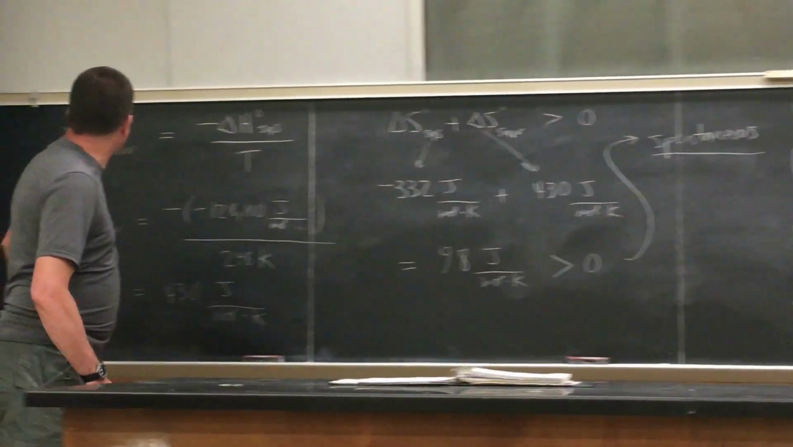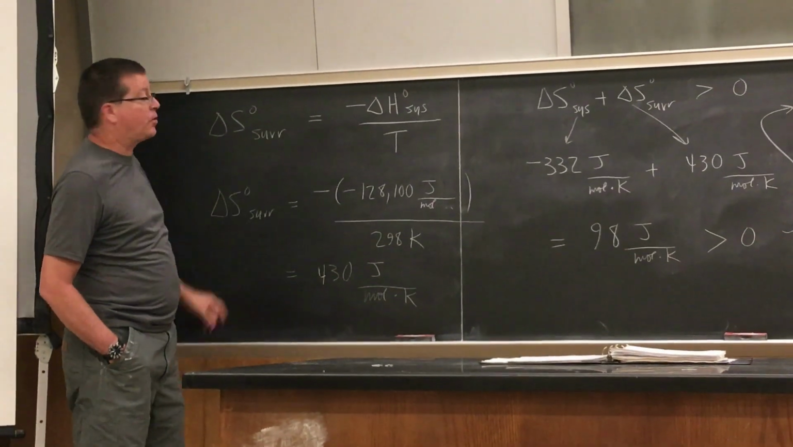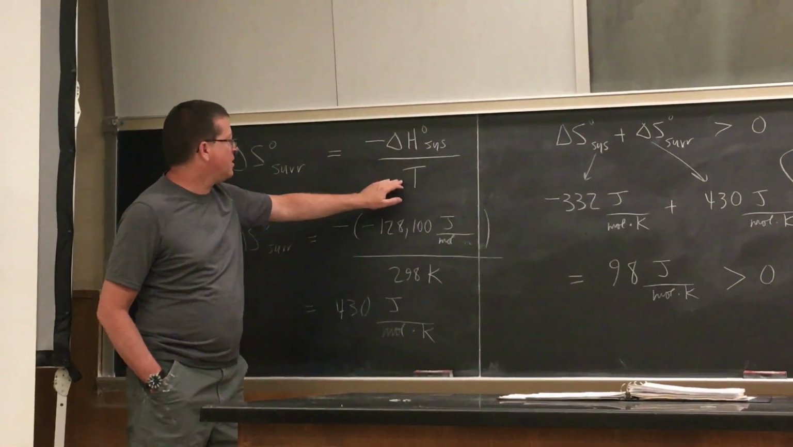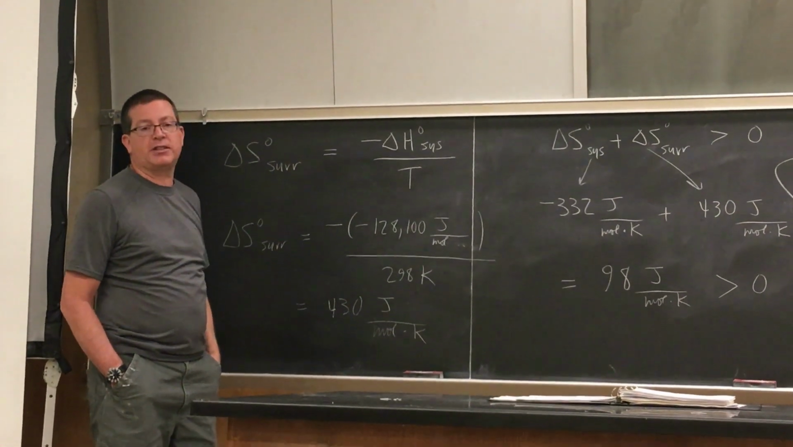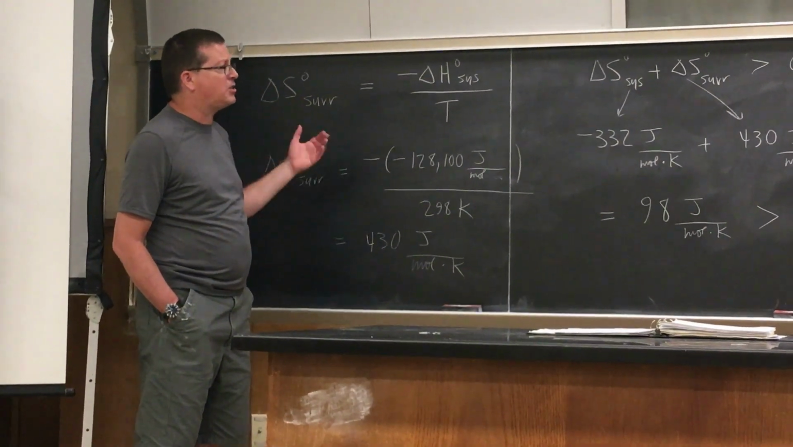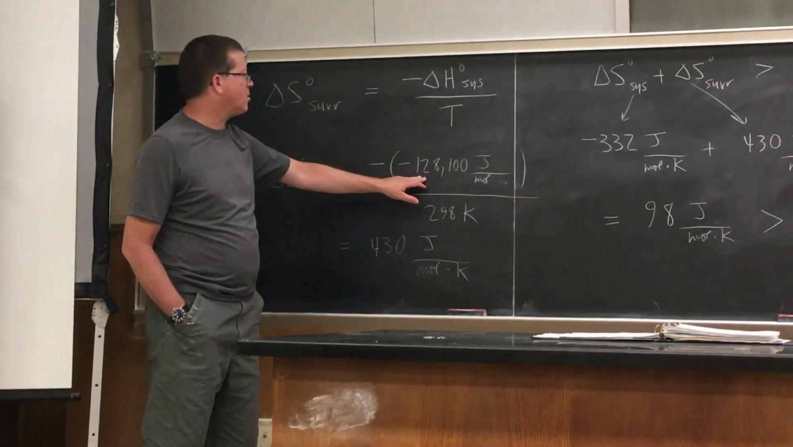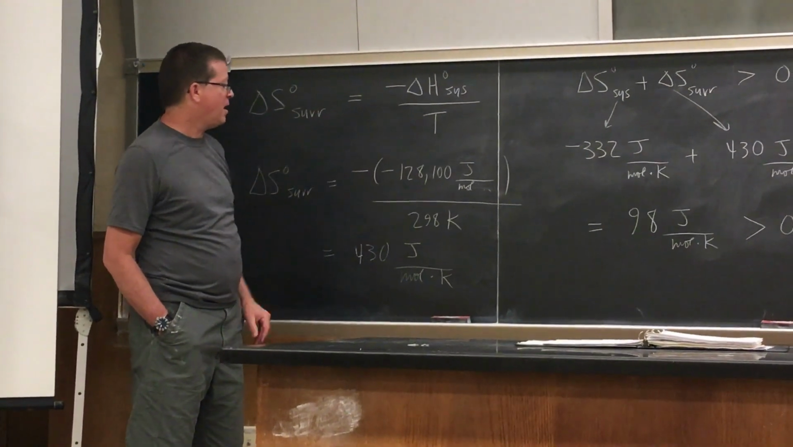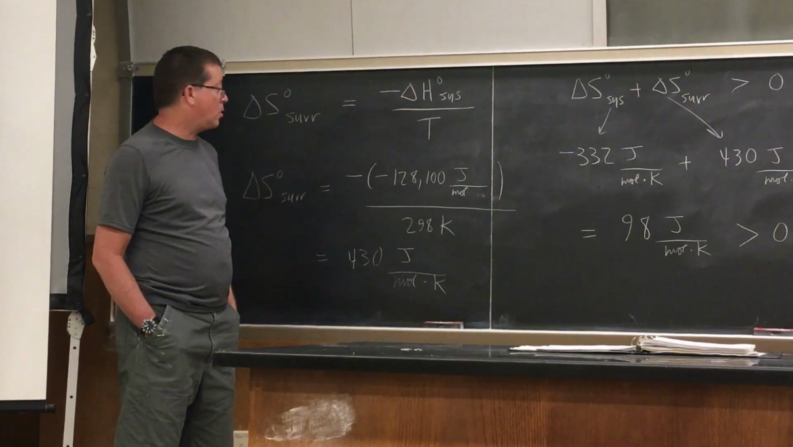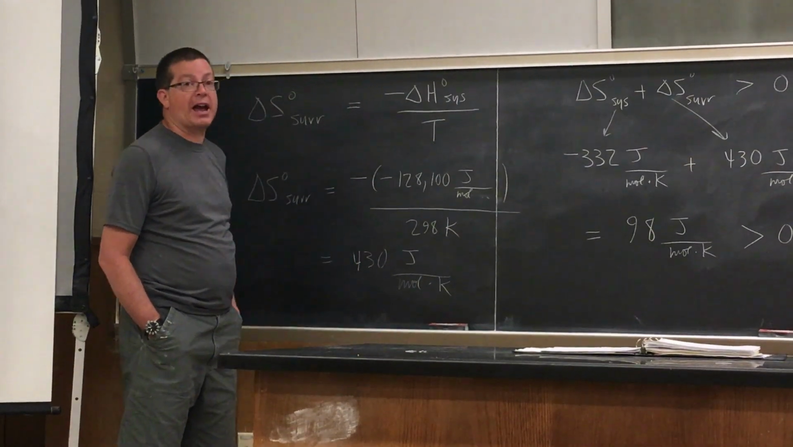Well, the next step is that I need to calculate a delta S of surroundings here. And remember, I have an equation for that. The equation is a negative delta H standard state for my system divided by the temperature at which I'm working, which in this case is 298 Kelvin. So I'm going to take my delta H standard state from the other side of the board that I calculated in joules per mole, and I'm going to stick it here for my delta H standard state of my system. Divide that by 298 Kelvin, I get 430 joules per mole Kelvin. All right, so again, keep in mind this is per mole of reaction.